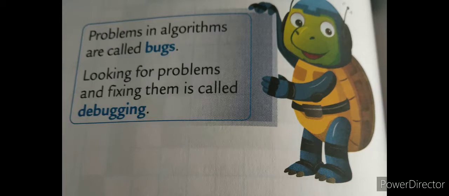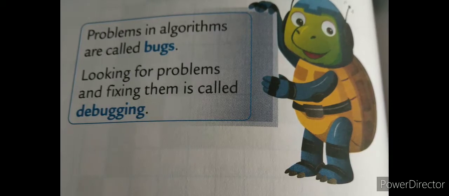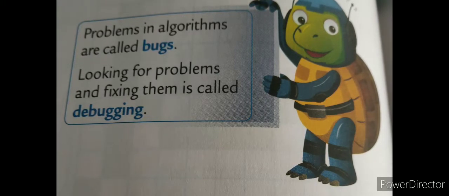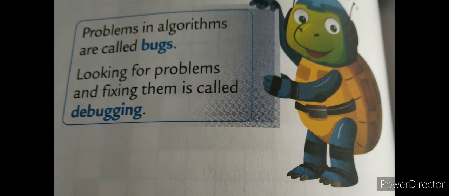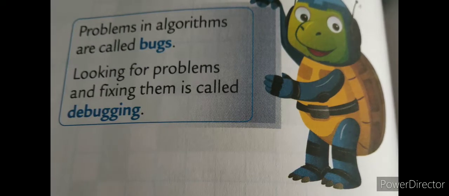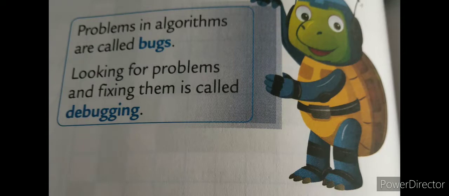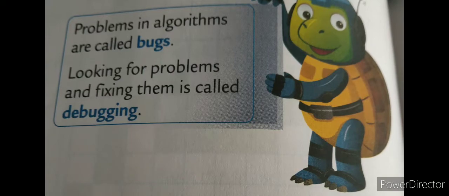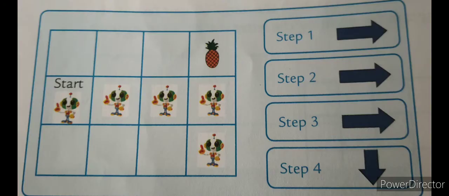In this lesson, we are going to learn how to identify a bug in an algorithm. So, what is meant by bug? If there is a problem or an error in the algorithm, we cannot achieve the specific task. This problem is nothing but a bug. Removing that bug, that is finding the problem and fixing it, is called debugging. Removing the error from the algorithm is nothing but debugging.